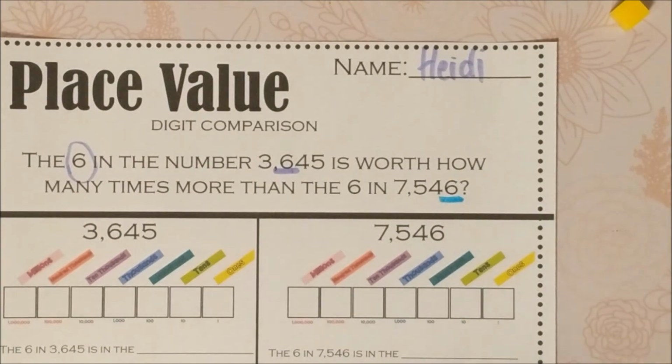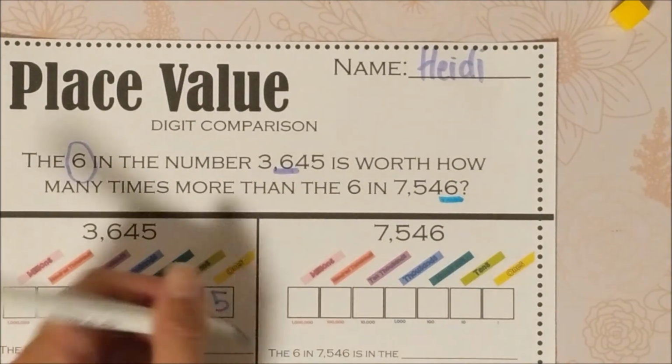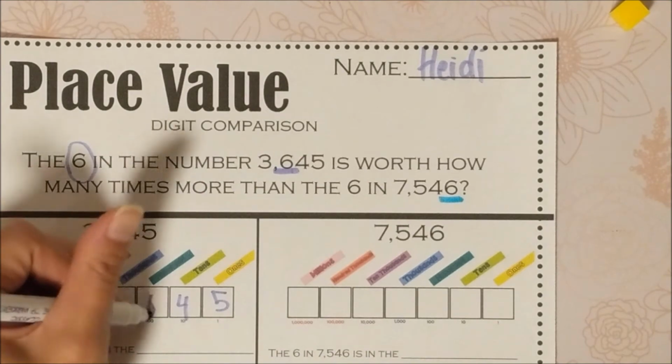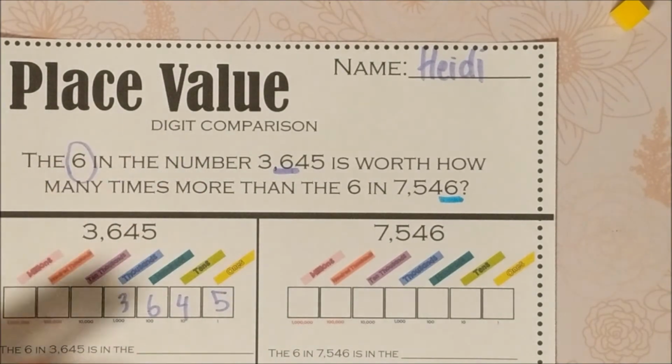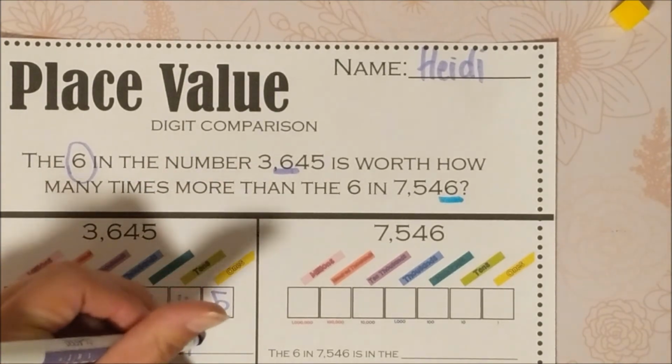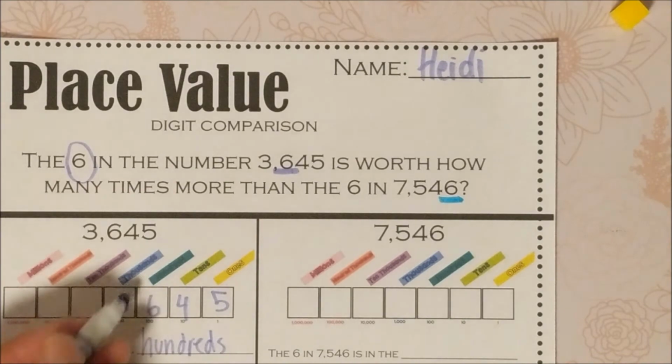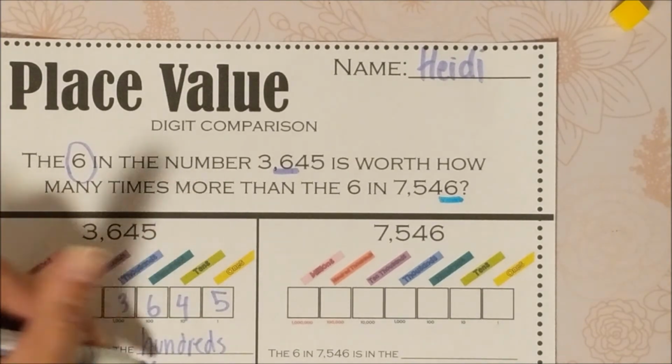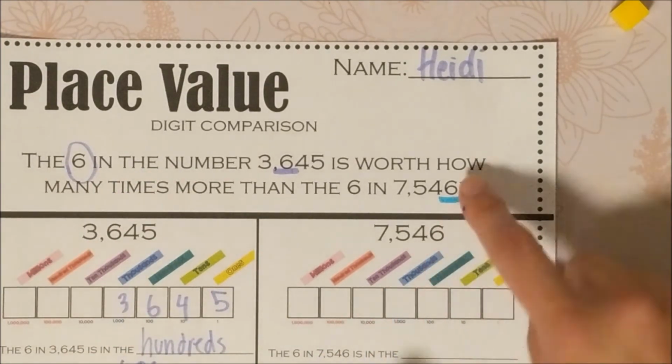3,645 in the place value chart. So put the 5 first, then the 4, then the 6, then the 3. We've got a 3 in the thousands, 6 in the hundreds, 4 in the tens, 5 in the ones. The 6 is in the hundreds place, and it's worth 600. There we go. And now plot this one.